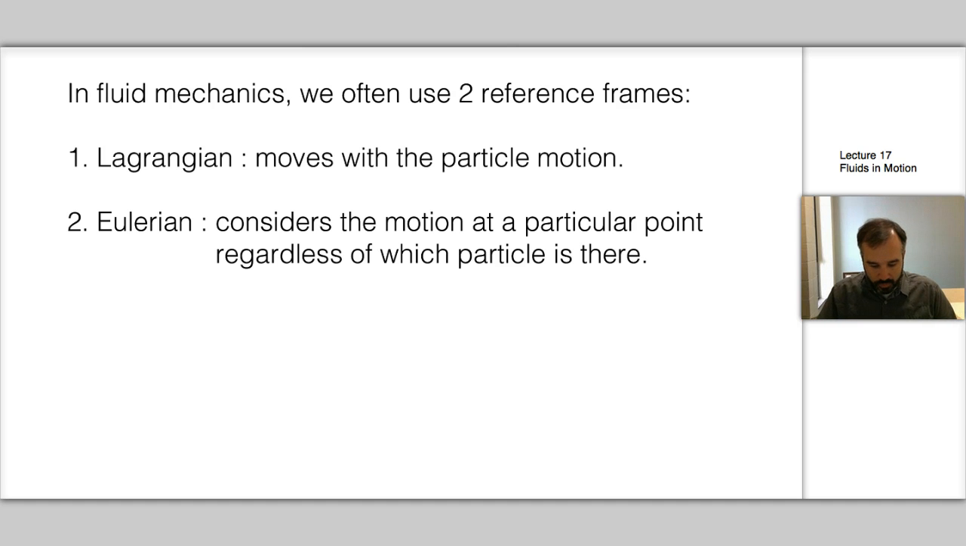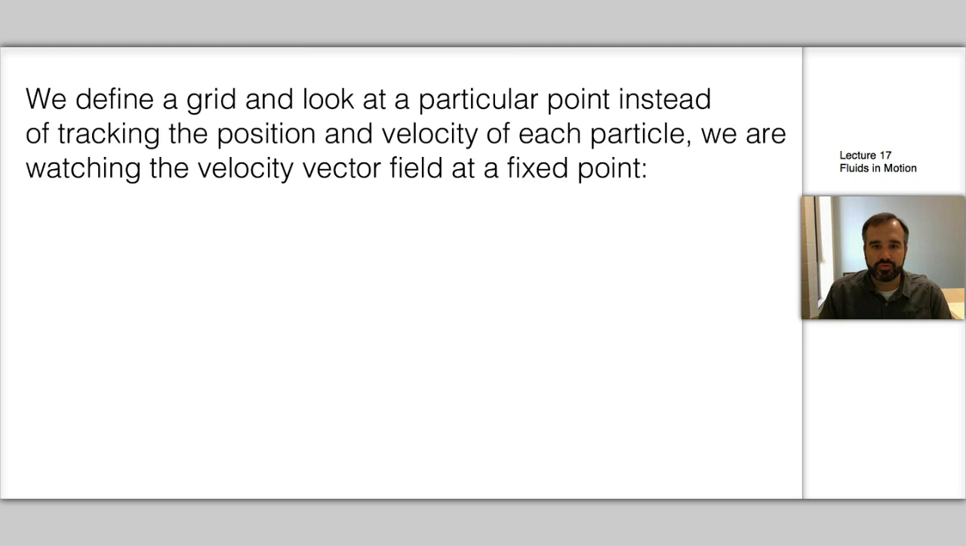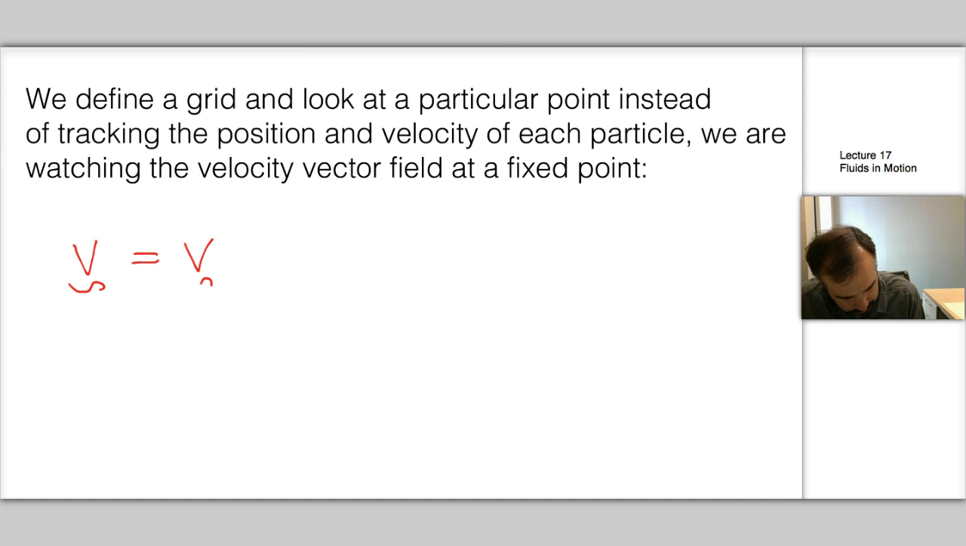Okay? So what we're going to do is we're going to define a grid and look at that particular point here, and as the air flows past this point, we're going to define the velocity through time. Instead of tracking the position and velocity of each particle, we're going to watch that velocity vector field at a fixed point. And when we do that, we can write that out mathematically as v tilde equals v tilde, and it's a function of x, y, z. That's the point that we're looking at, and then a function through time.